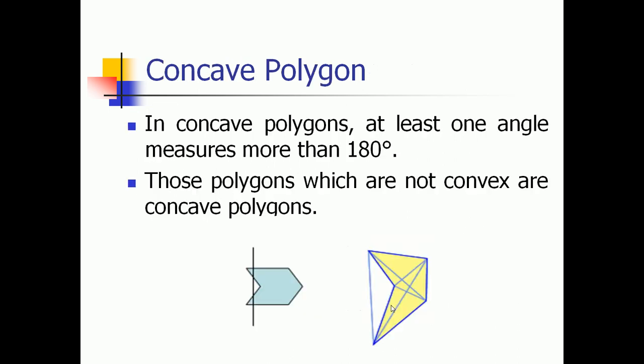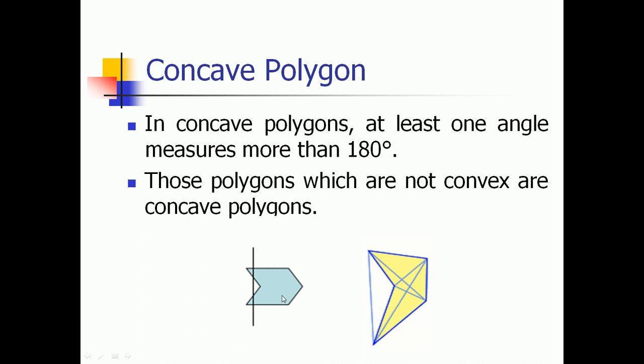Moving further to the next type of polygon, that is concave polygon. In a concave polygon, at least one of the angles is more than 180 degrees. Those polygons which are not convex we can also call concave polygons. By another definition, not all the vertices are necessarily pointing outward from the interior of the shape. Some vertices are coming towards the interior of the shape, that is why they are called concave polygons.